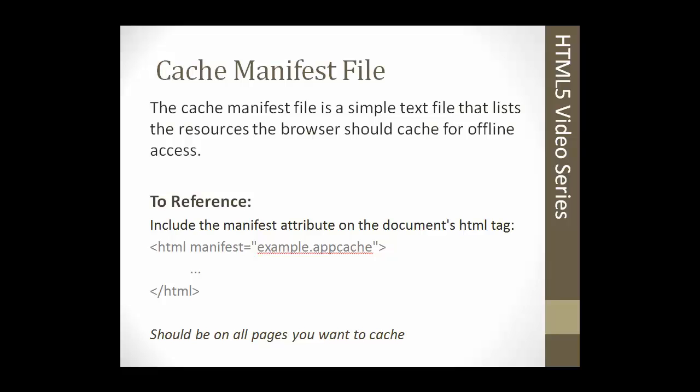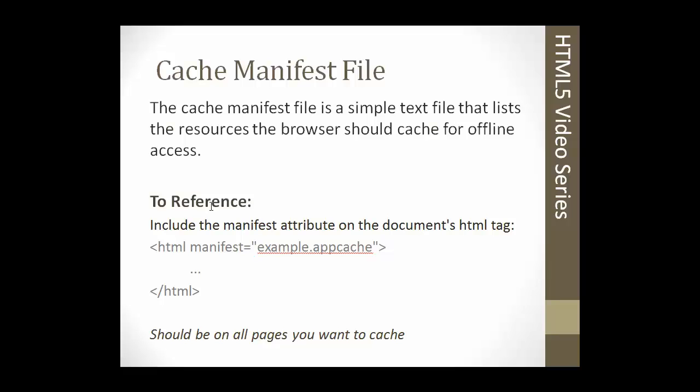Now, if you want to use application cache, you have to have a manifest file, and this would go in your root directory. It would specify which files, not just files, but images, your CSS, your JavaScript, your HTML files. You need to specify exactly what you want to be cached and what you want to be available when there's no internet connection. And they're simple text files.